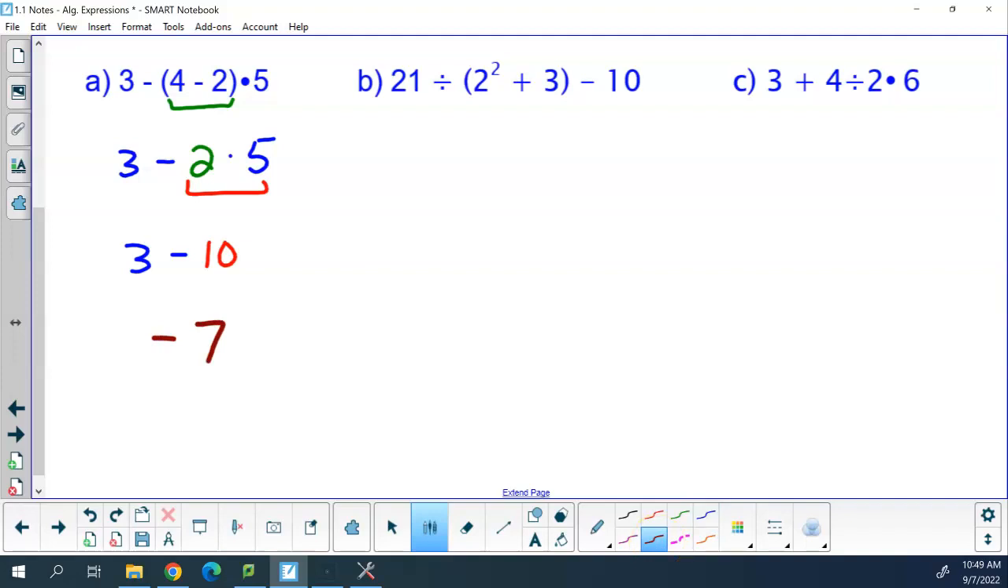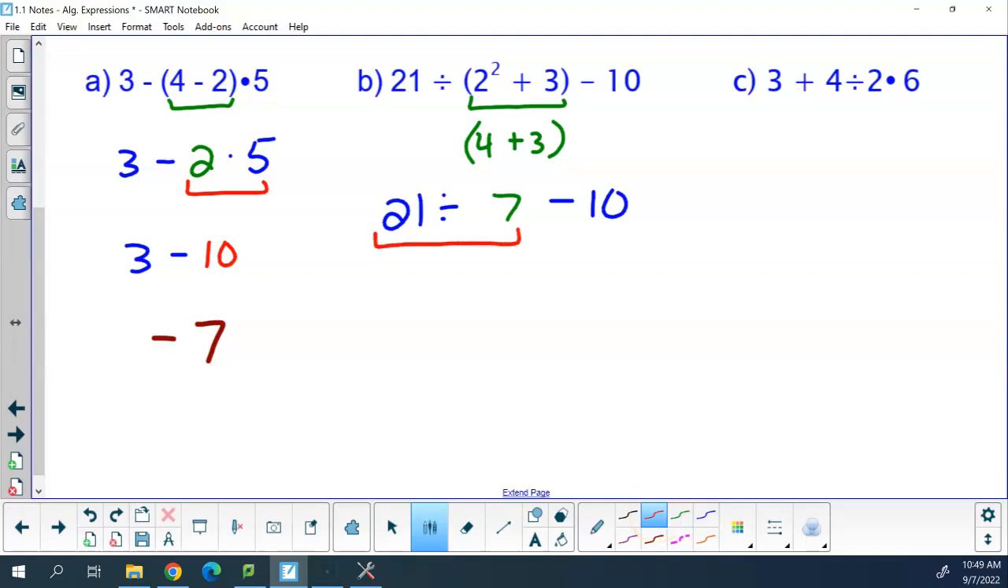Yes? Okay. This one, we do the P first, which actually includes the E. 2 squared is 4. So we would work 4 plus 3 here first. 4 plus 3 is 7. Divide comes first, so 21 divided by 7 comes first. So that becomes 3 minus 10, which also gives me negative 7.